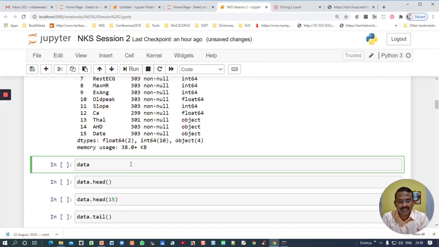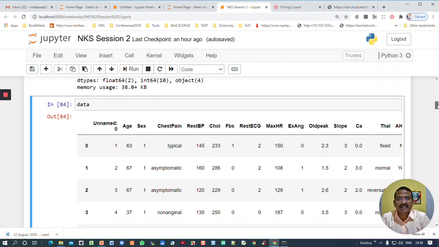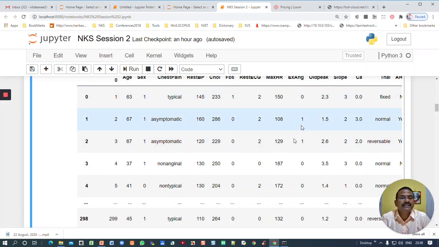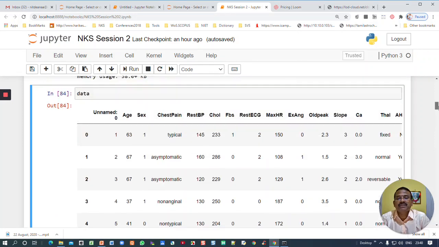And what is the content of the file? Printing it: once I call data, the data frame I stored, this is the dataset. See the lots of information here. How many records? See here, 303 records and 16 columns. 16 columns means 16 features, and 303 patients' data. Each patient's features, like I already told you, for example patient age, sex, chest pain, and like this, all the features are stored.